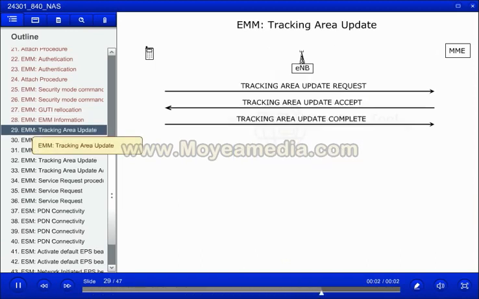There are several types of tracking area updates. Here 2 types are mentioned. With the normal tracking area update procedure, the UE will update the MME with its new position due to a change of tracking area. Using the periodic tracking area update, the UE will periodically indicate that it is still available in the network.